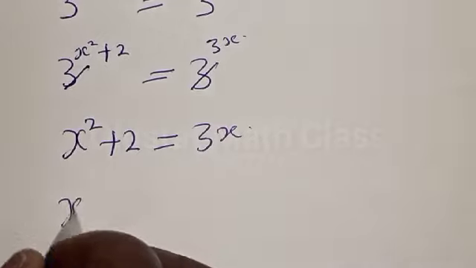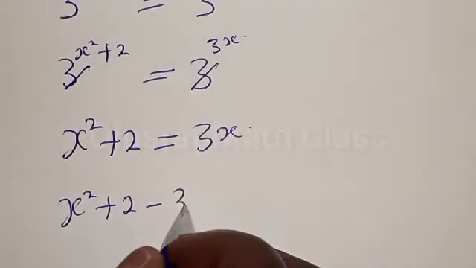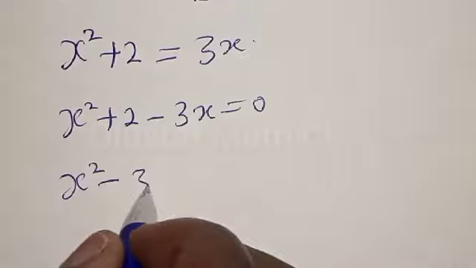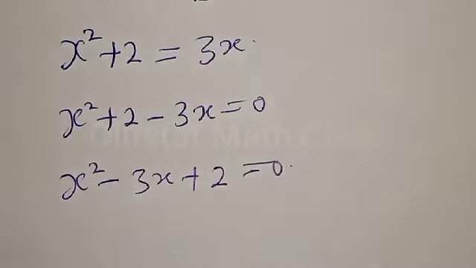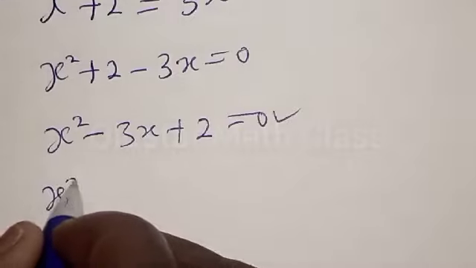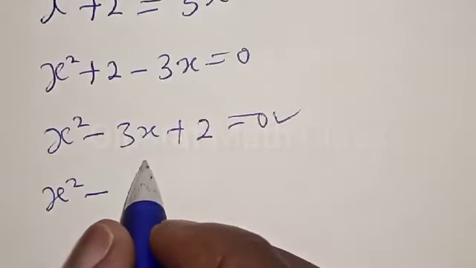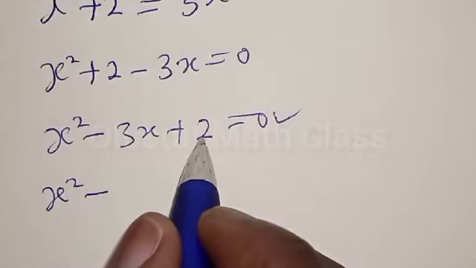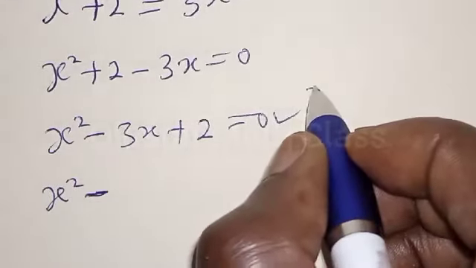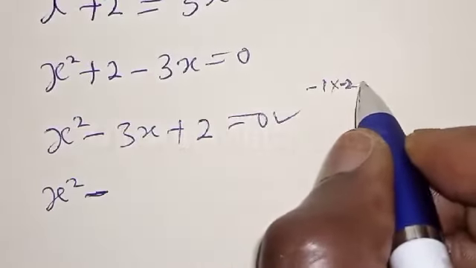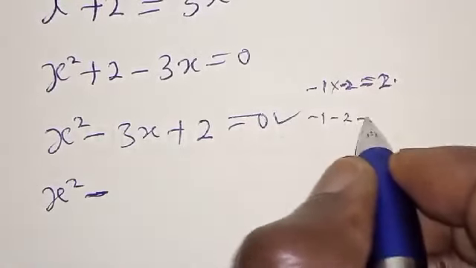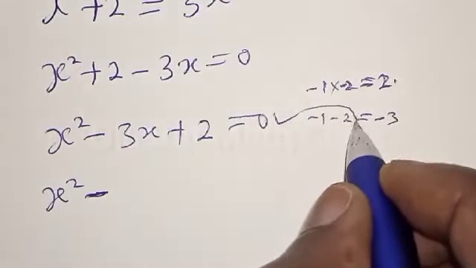Now then we have s squared plus 2 minus 3s is equal to 0. This can be rewritten as s squared minus 3s plus 2 is equal to 0. This is a quadratic equation. Let's use factorization to solve this. We want to find two numbers such that the product will be 2 and the sum will be minus 3. Remember, if you have minus 1 times minus 2, that will be plus 2. Also, minus 1 minus 2 is equal to minus 3. So we're going to make use of this.